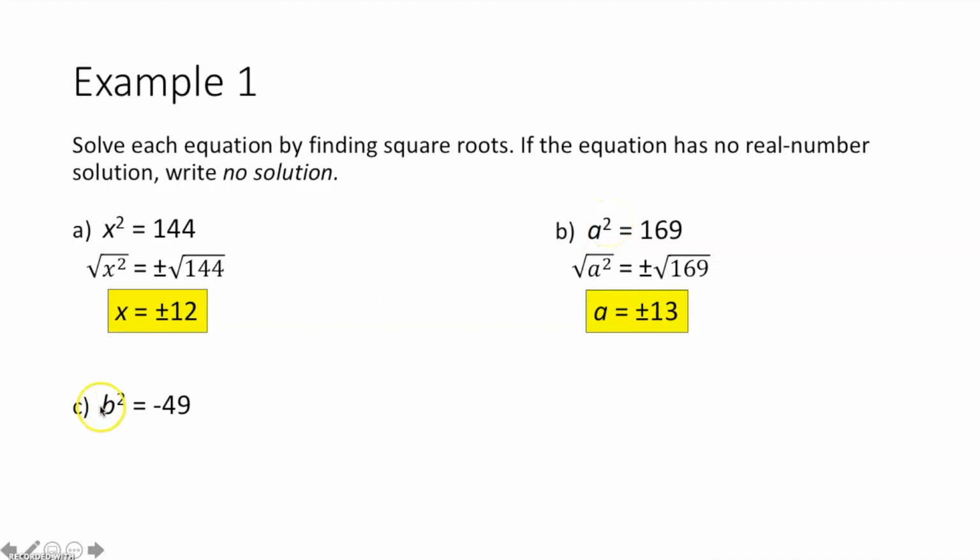For part B, doing the same thing. Here, I need to square root both sides. This square root and the square are going to cancel each other out. Over here, the square root of negative 49. What two numbers multiply together to make negative 49?